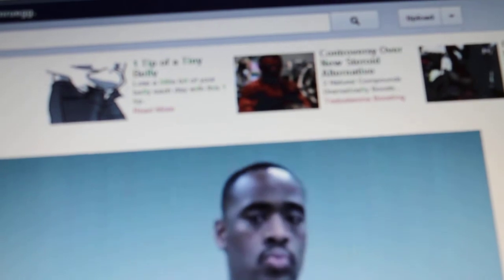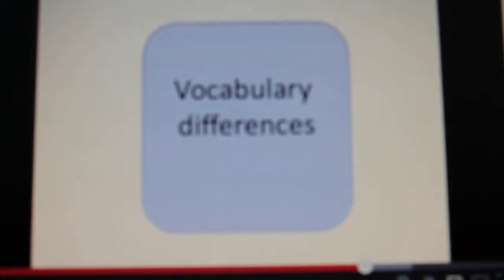Now, we also analyzed the size of the signing space. It's usually from the forehead down to the waist and from the left shoulder to the right shoulder. For this, we analyzed black deaf signers and white deaf signers, and we noticed that black deaf signers tend to have a bigger signing space.